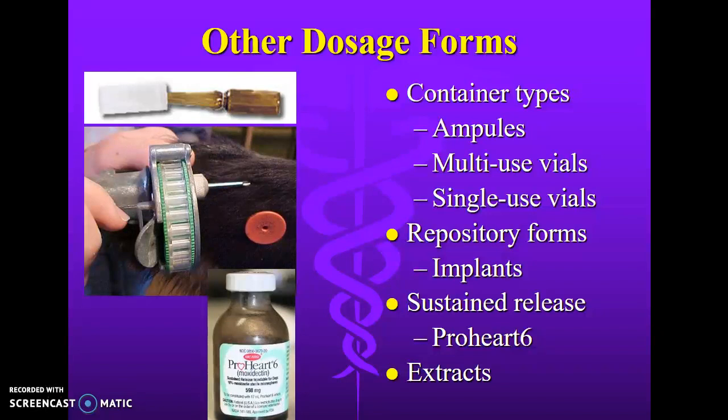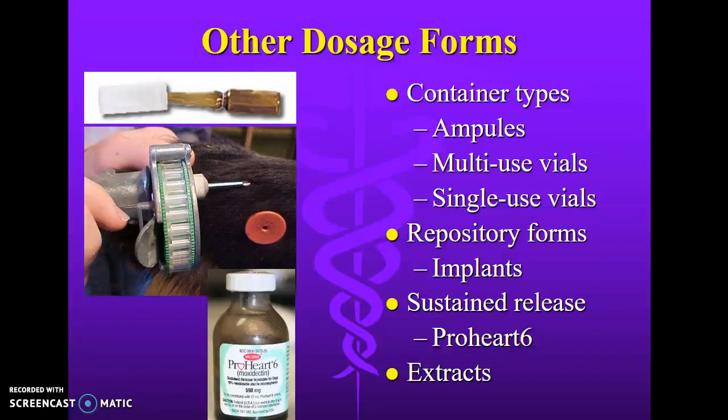Sustained release forms that are injected. This is an example. This is that ProHeart that I showed you before. I don't know that this is out there as much, but every time I look for it, it seems to be there and available. It is a heartworm medication that is an injection, and it was meant as an easy way to go for owners.